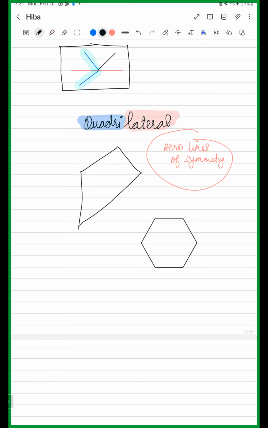Will it be... इसके कितने? 6 lines of symmetry हैं? Yes, it will be 6 lines of symmetry. One. And a circle has infinite lines of symmetry. 2, 3. Very good. Infinite lines of symmetry.